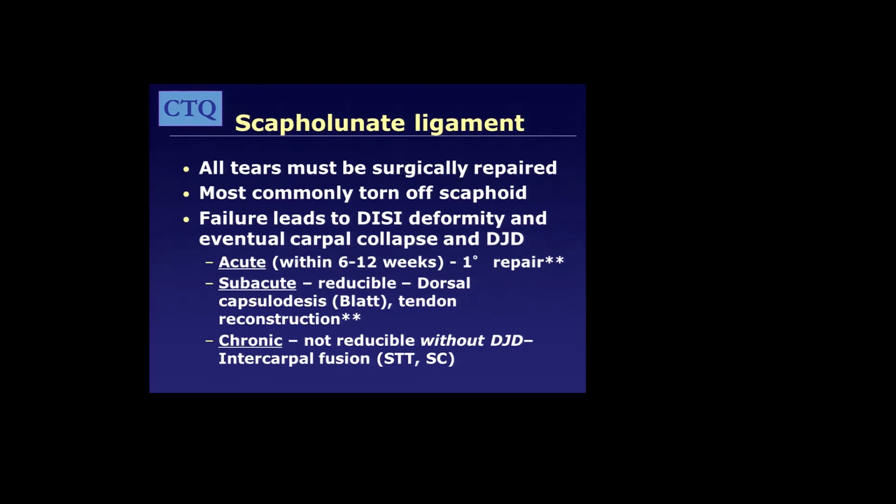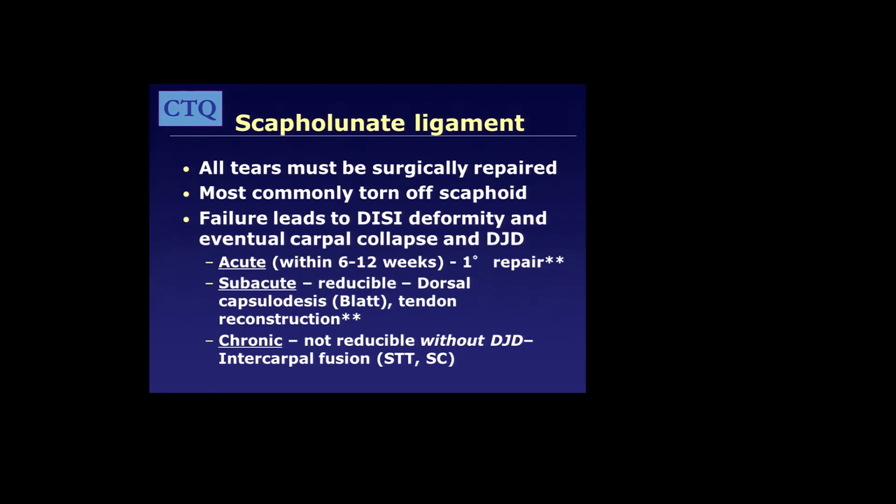All right, just to close up, scapholunate ligament tears. Remember, the scapholunate ligament is critical in the mechanics of the wrist joint. If this ligament is torn, which most commonly occurs off the scaphoid, that leads to a pattern of DISI deformity and eventual carpal collapse and arthritic changes.